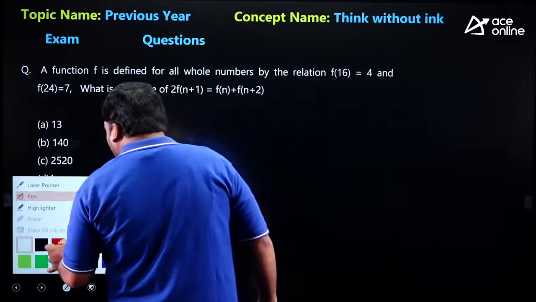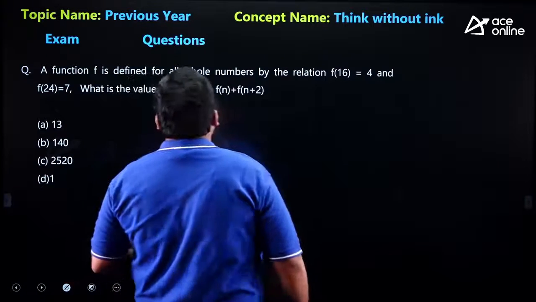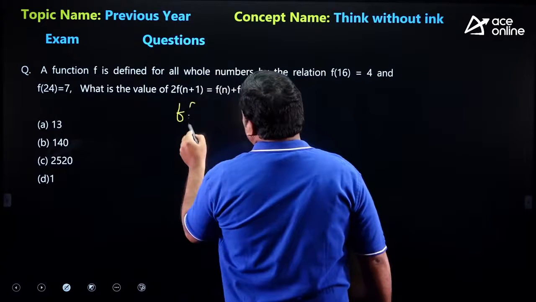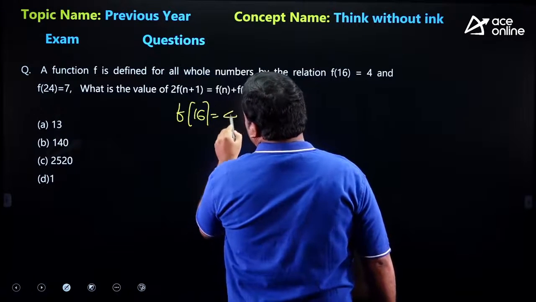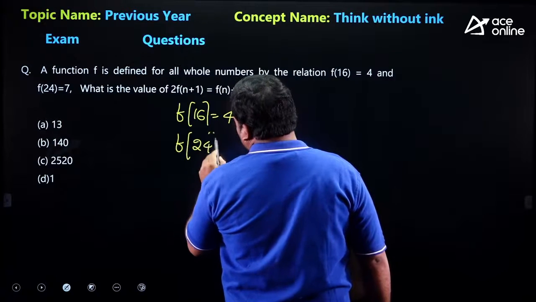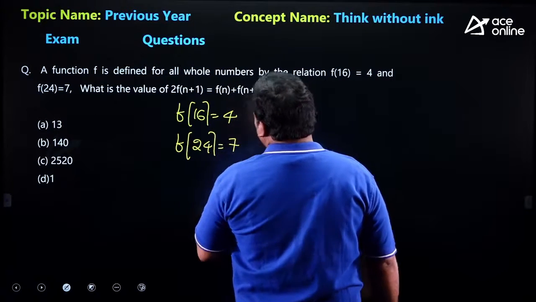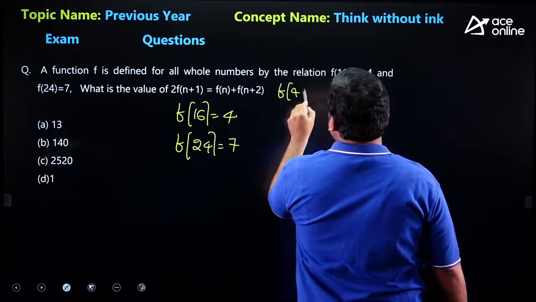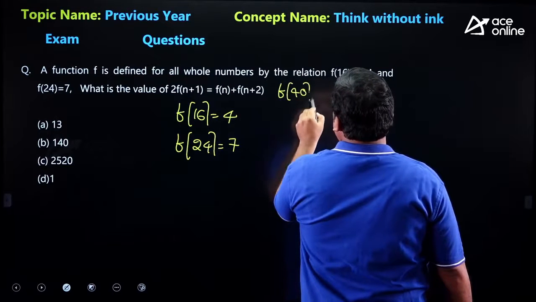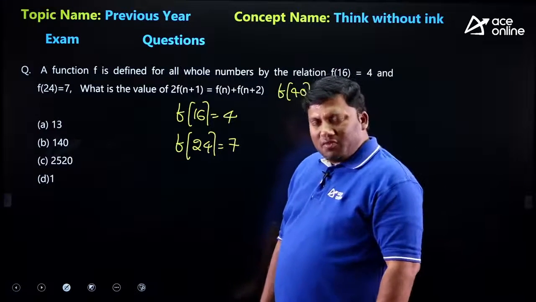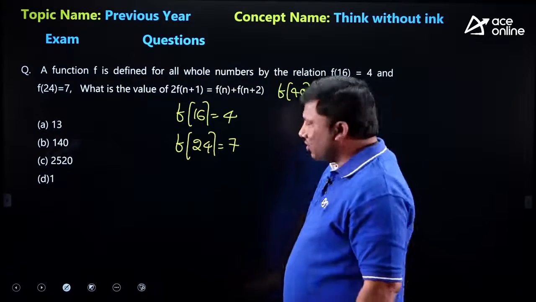See here, next question. A function f is defined by f of 16 is 4, f of 24 is 7. He is asking f of 40. Very simple way to solve the question.